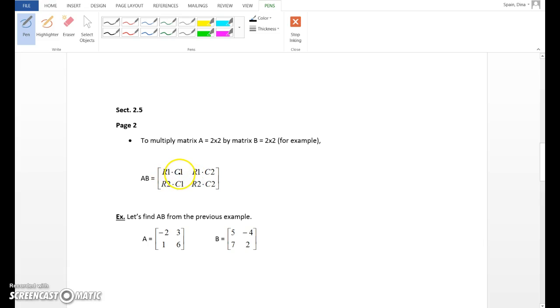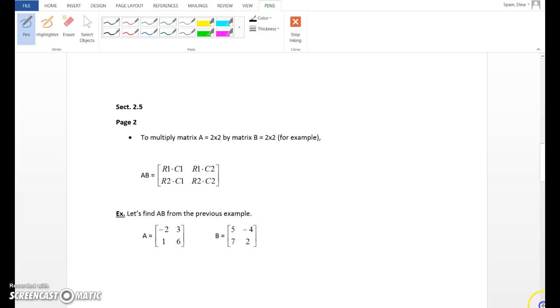In the 1, 1 position, it's going to be the dot product of row 1 dotted with column 1. In the 1, 2 position of your product matrix, it's going to be the dot product, row 1 dotted with column 2. Whatever position you're in, that's the dot product that you're going to do. Here, this is row 2, column 1. This is the 2, 1 position. So you take row 2 from matrix A, dotted with column 1 of matrix B, and then this is the 2, 2 position. So you can see that dot product there.